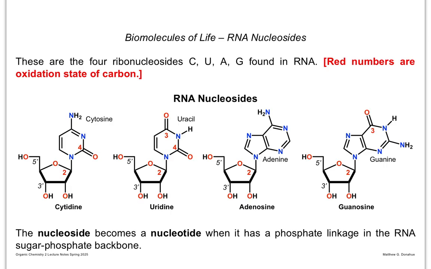So let me ask you, from RNA to DNA, which one of these changes? The uridine. So the uridine changes a little bit. It gets a methyl group on the heterocyclic base there.